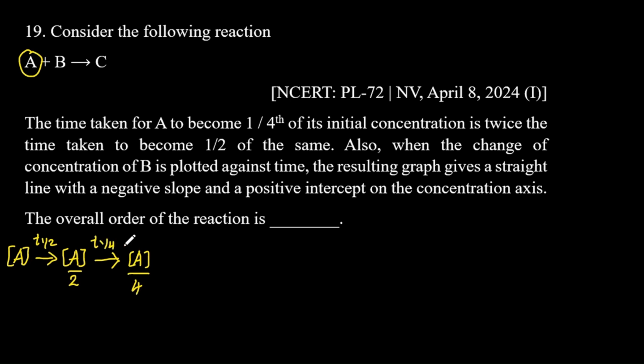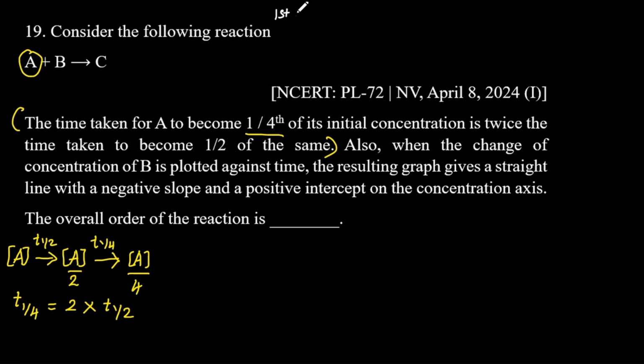T 1 by 4. So in this question, what is the information given for that 1 by 4th of the initial concentration? So the time taken for the concentration to become 1 by 4th is equal to twice the time taken to become 1 by 2. So T 1 by 4 equal to 2 into T 1 by 2. So now we are going to compare this with zero order reaction and the first order reaction. So let us see that.